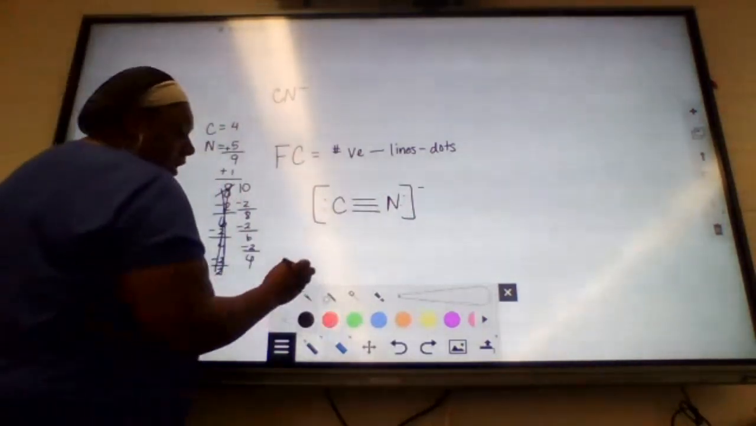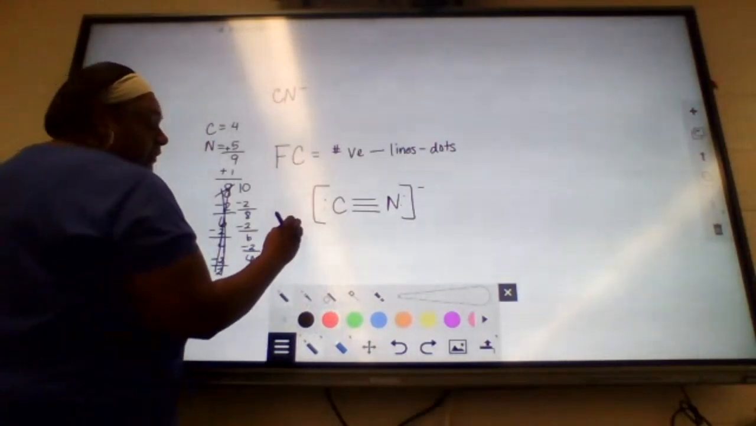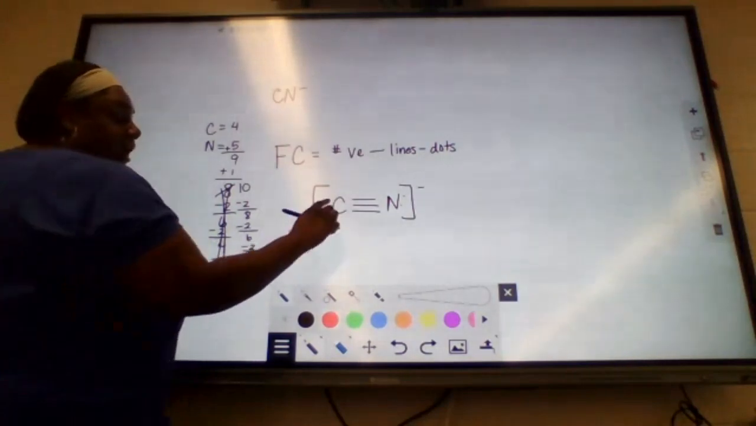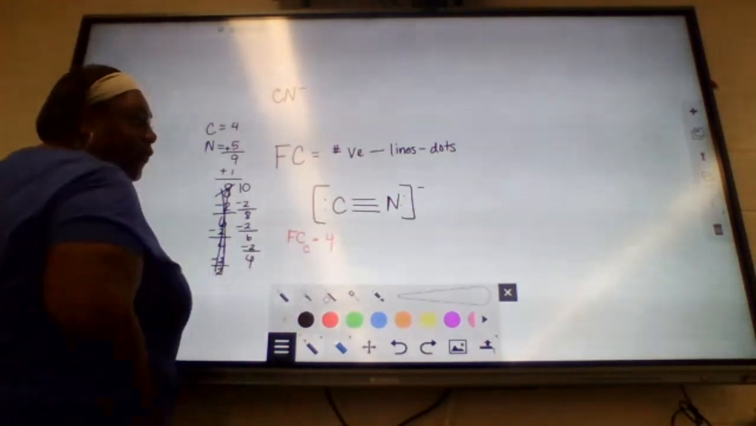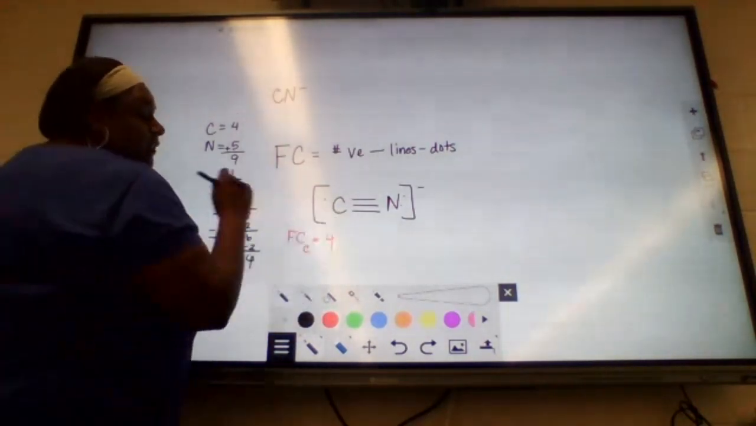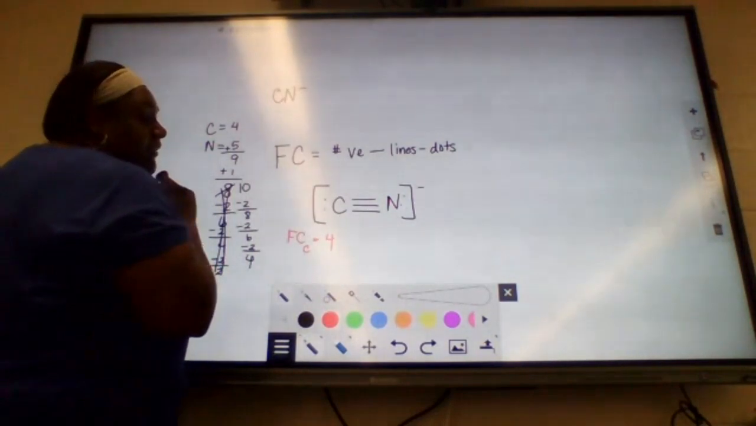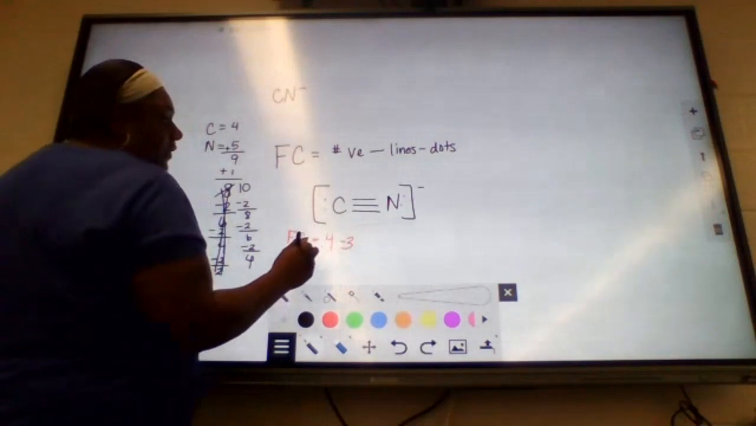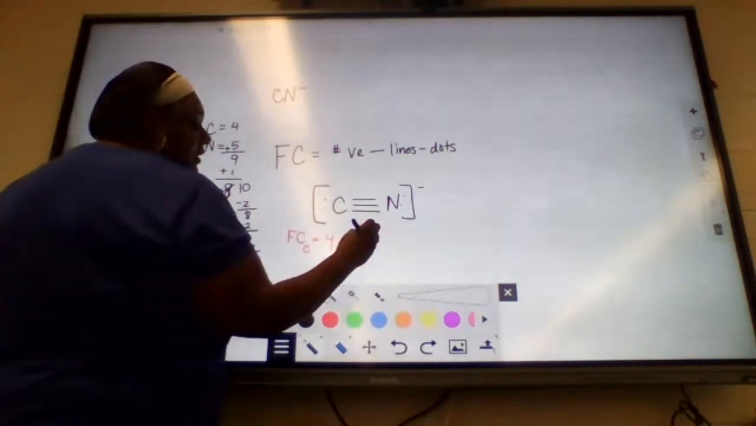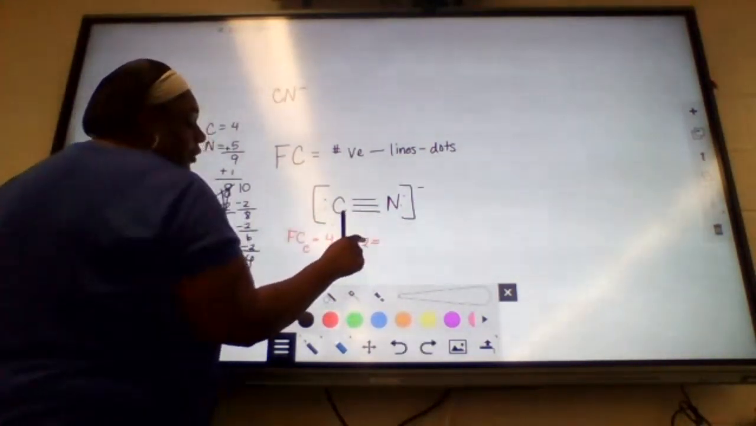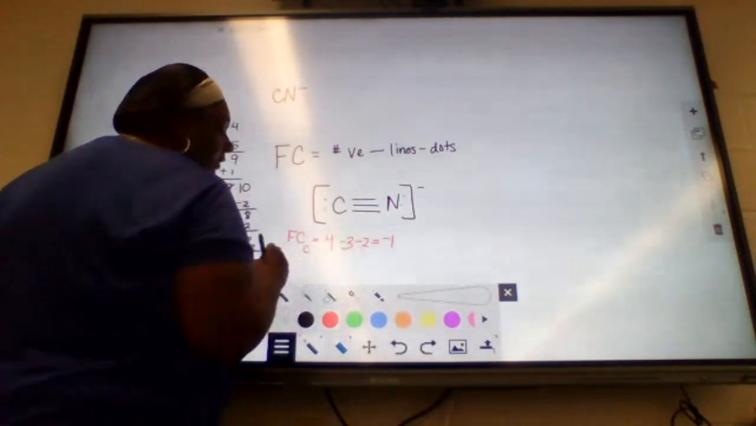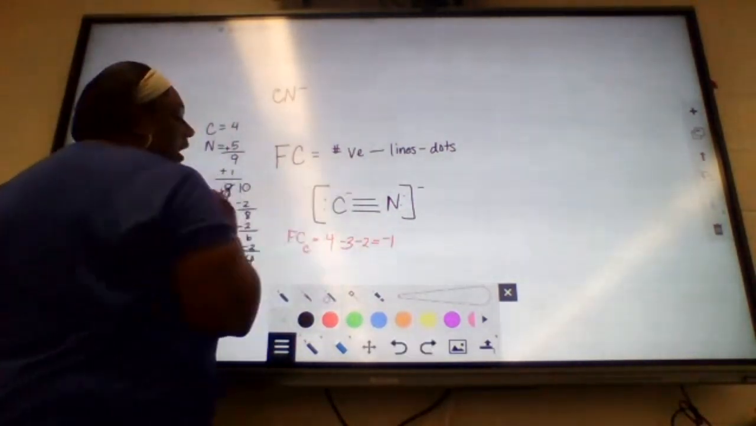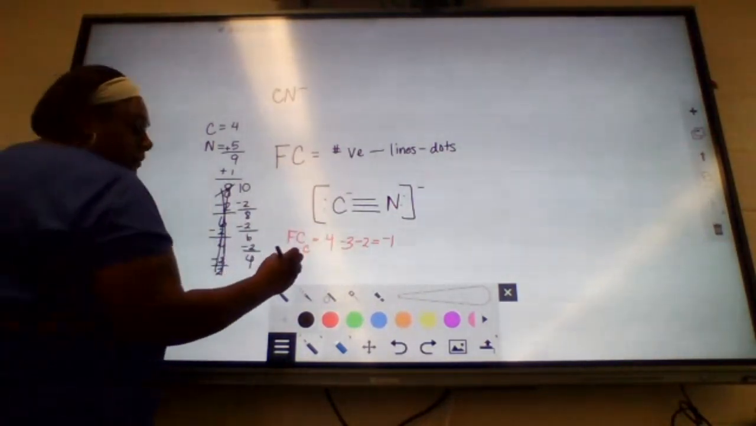So when I get ready to calculate my formal charge, if I'm considering my carbon element, when I look at carbon on the periodic table, it has 4 valence electrons. In this picture, how many lines does it have? It's got 1, 2, 3. So I'm subtracting out 3. How many dots do I see? I see 2. So when I get my difference, that difference I end up with is a -1. So this C will have a negative charge on it.